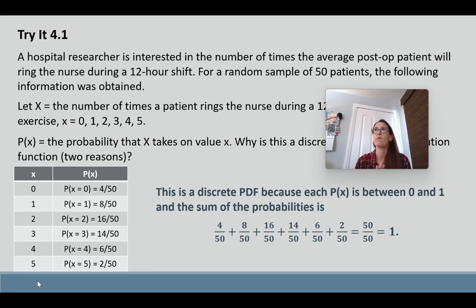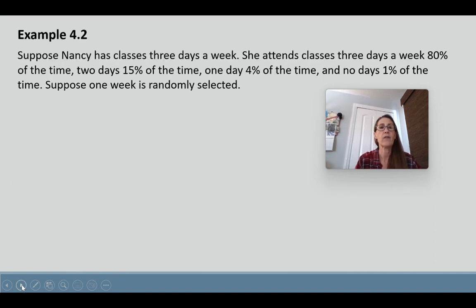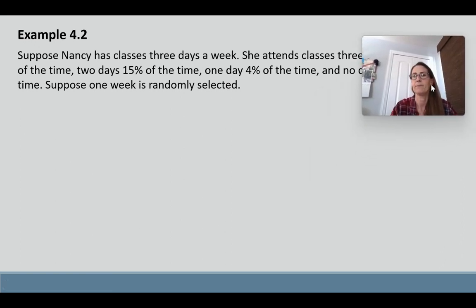So sometimes we're given a probability distribution function, and so we know that they're going to add up to 1. Sometimes we do an experiment and we realize that it's always going to add up to 1 unless you have something else going on where you're double counting things. Another example, suppose Nancy attends classes 3 days a week, 80% of the time, 2 days, 15% of the time, 1 day, 4% of the time, and no days, 1% of the time. And suppose 1 week is randomly selected.